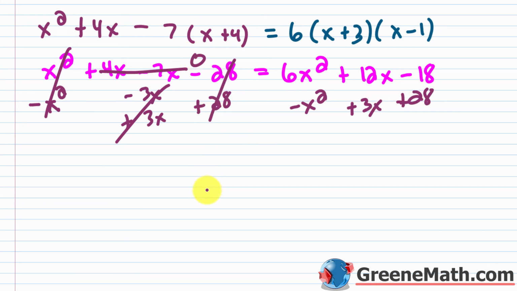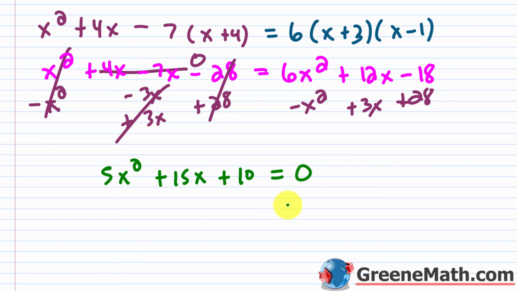So this is 0 over here. And I'm just going to flip the sides because I like my variable to be on the left. So I'll say 6 minus 1 would be 5. So this is 5x squared. And then 12 plus 3 is 15. So plus 15x. And then negative 18 plus 28 is 10. So plus 10.